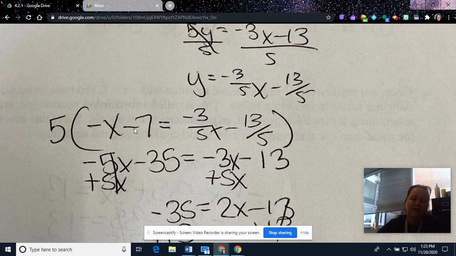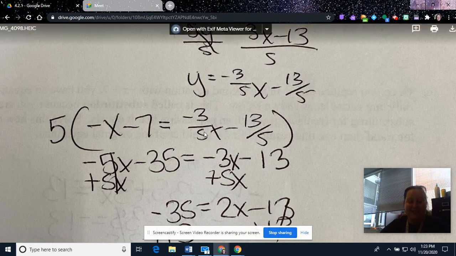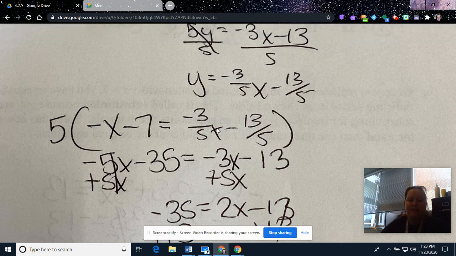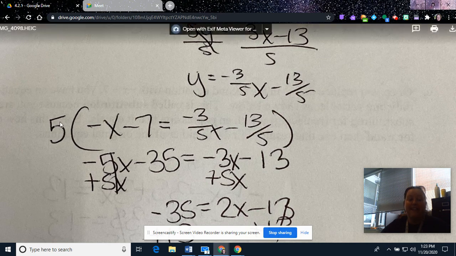Now, we've talked about this a couple of times, and I think you really appreciated this trick. When you go to solve an equation that has fractions in it, if you multiply the whole thing by the common denominator, then it will take out all the fractions. Both of the denominators here are 5, so let's multiply both sides of the equation by 5.